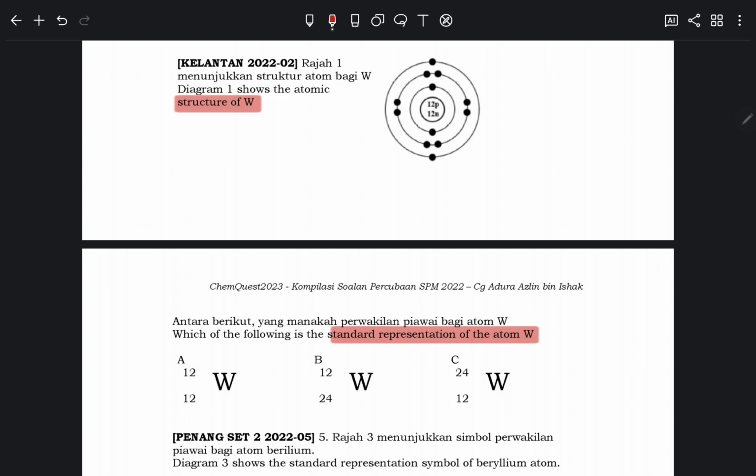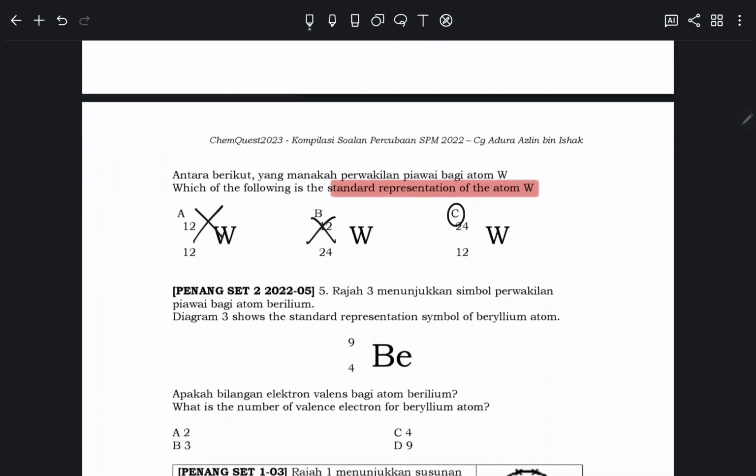For standard representation, I already told you, the top number would be bigger than the bottom one. So obviously A is wrong, B is also wrong. So C. That is one way to see it. Another way: the top is the nucleon number. What is nucleon number? Proton plus neutron, which is 12 plus 12 is 24. Then the bottom is the proton number, which is 12. So obviously the correct answer is C.